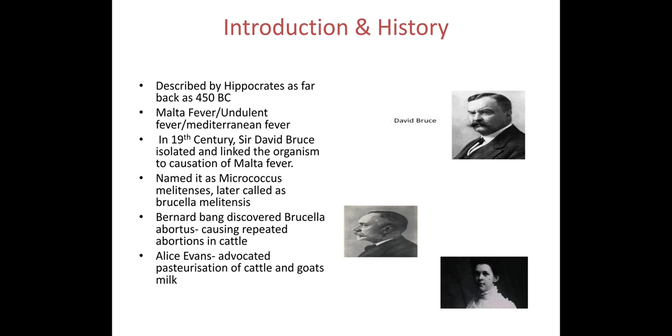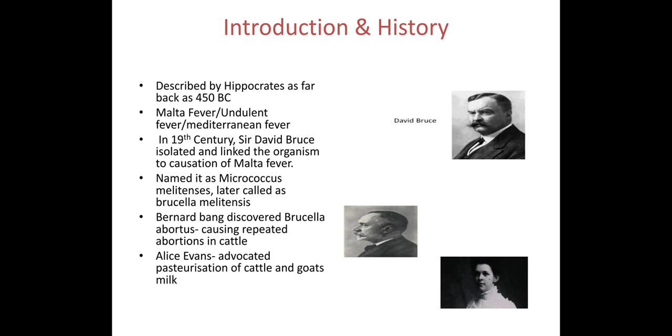Hence it was also called undulant fever. In the later part of the 19th century, Sir David Bruce, a British Army physician as well as a microbiologist, isolated Brucellae in pure culture and linked its causation to Malta fever. He named it Micrococcus melitensis. Melita is the Italian name for Mediterranean. Later on, when the genus was named after Sir David Bruce as Brucella, the organism was renamed Brucella melitensis.